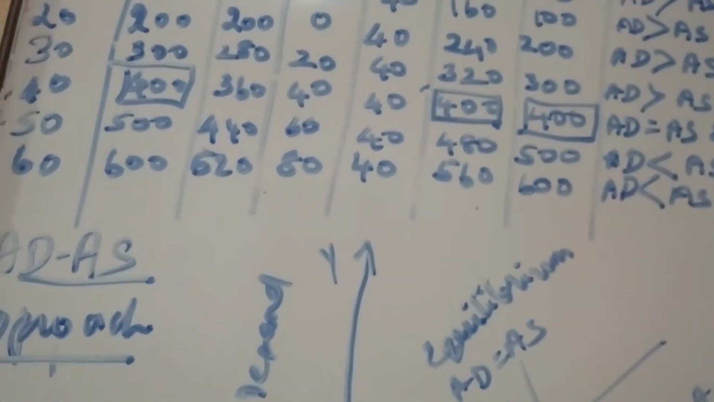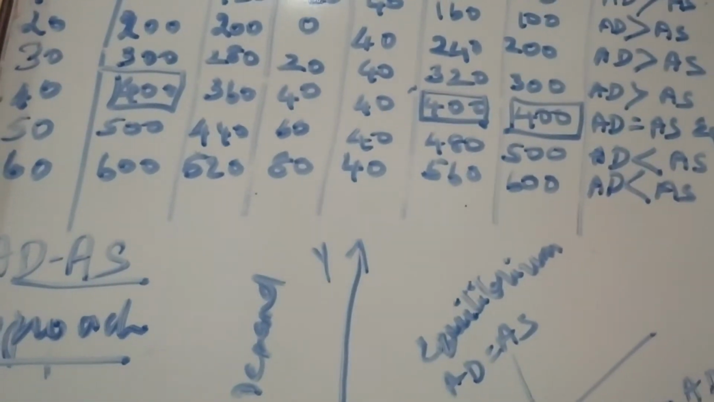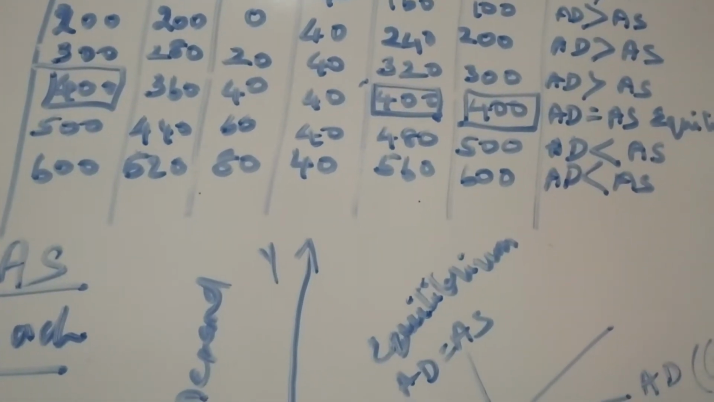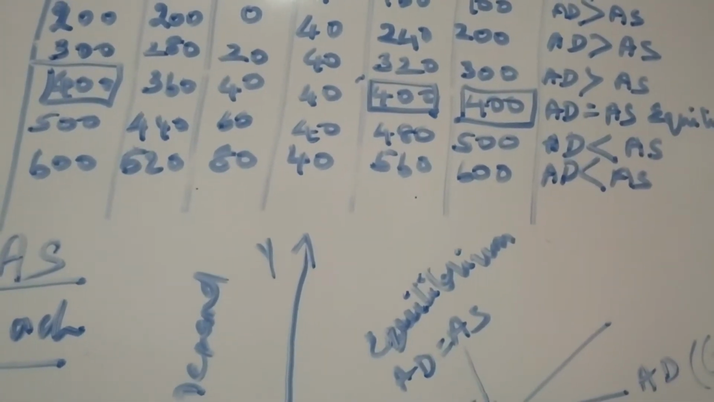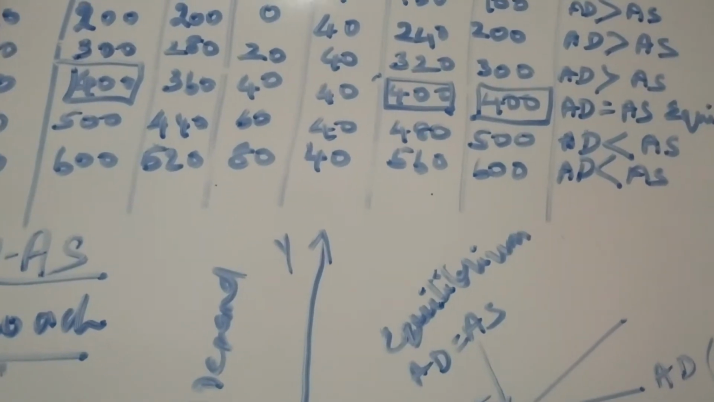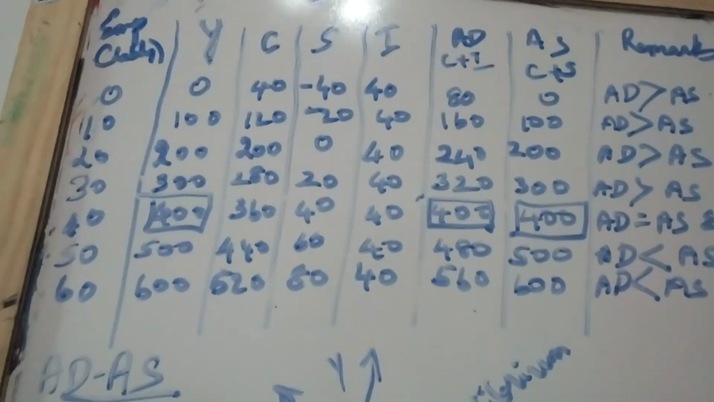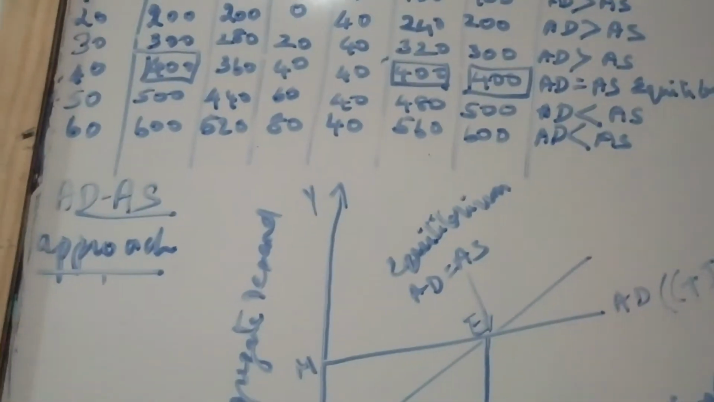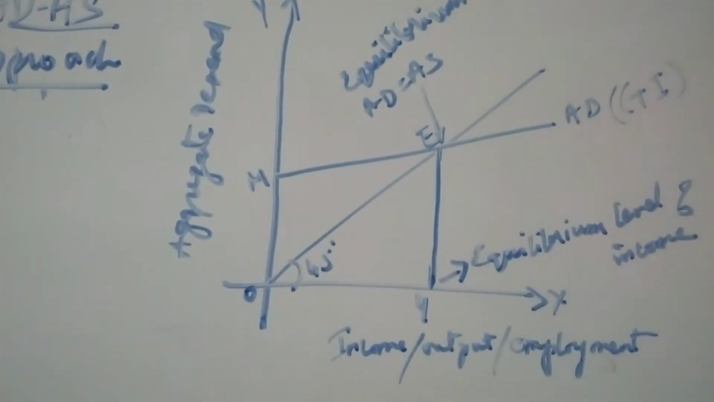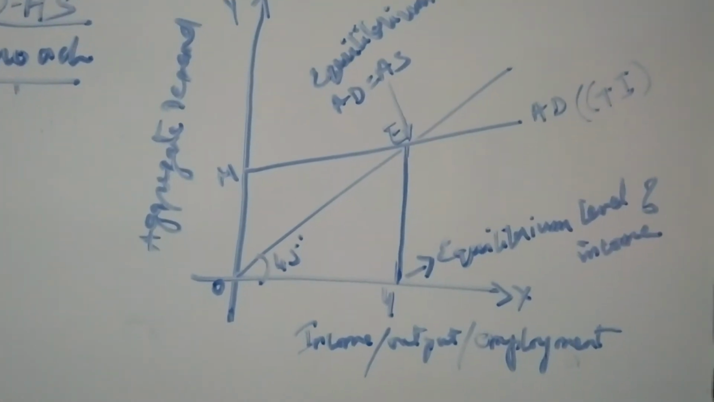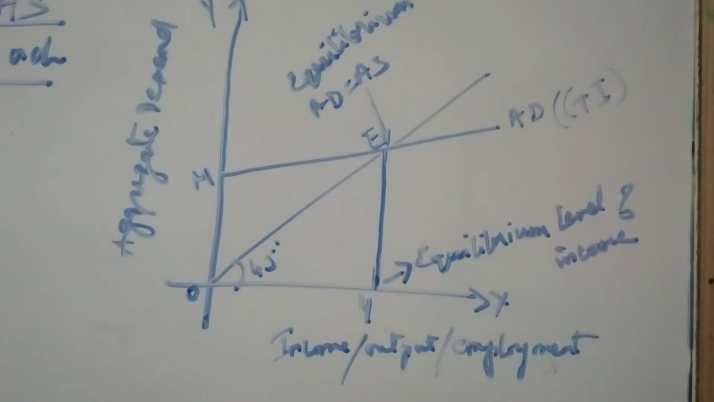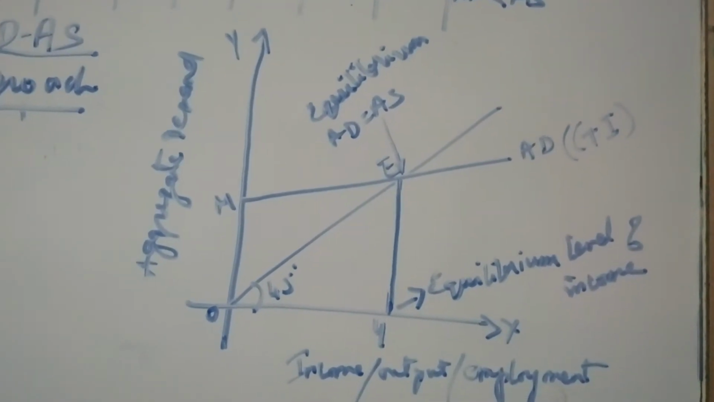Then it continues at 50 and 500 income, you find aggregate demand is less than aggregate supply. Then the next stage also aggregate demand is less than aggregate supply. So this gives you an overall view of the ADAS approach. This is represented in a diagram. On the x-axis you find income, output, income bar, output bar, employment is represented.